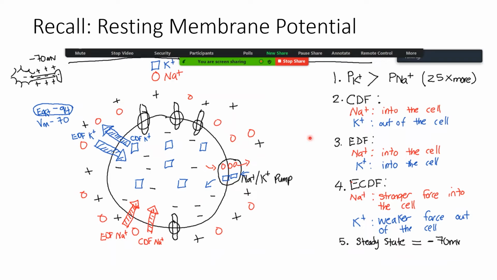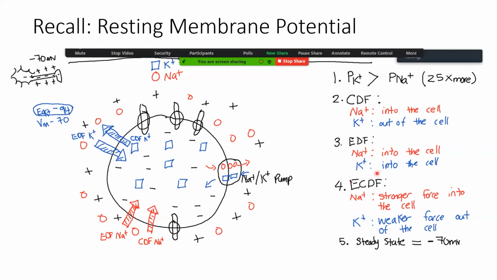Now we can think about the electrical driving force. And because there's a more negative environment here, both ions want to get into the cell according to that electrical driving force, according to that difference in charge. Because they are both positively charged, they both want to get into the negative environment on the inside. So sodium has an electrical driving force into the cell, and potassium also has an electrical driving force into the cell.